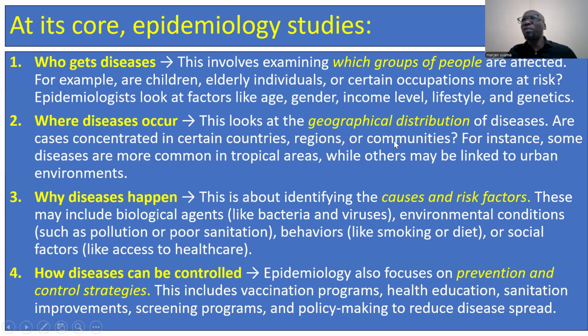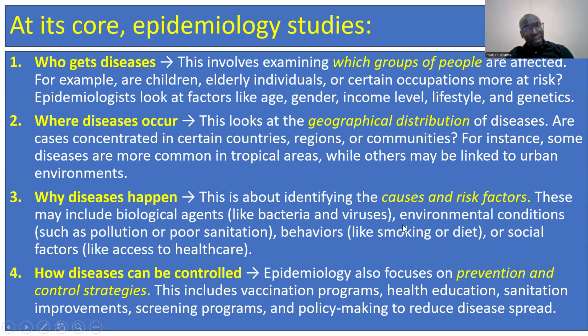For example, during the time of Corona, where did it start, mathalan, and how did it spread to the other regions? Then number three, why diseases happen, the limadha. So this is about identifying the causes, al-asbab, and risk factors, al-makhatir. So this may include, mathalan, biological agents. Okay, for example, like the time of corona, it was caused by a virus. So we are trying to know exactly why this disease happens.